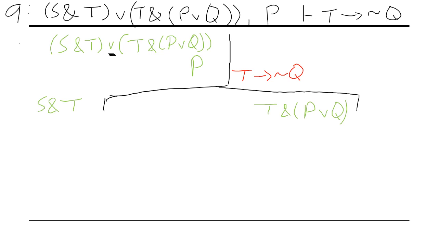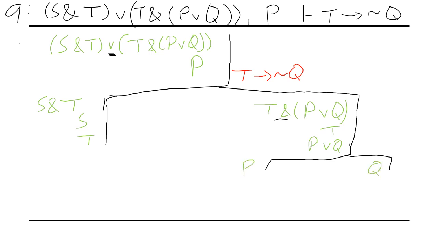Let's look at this S and T. This S and T is true, which means we have to stack those. Then main operator here is also an ampersand, so we'll stack these. Then we just have this other wedge that we have to do something with. We have to break it up into those. And so that one is all done.